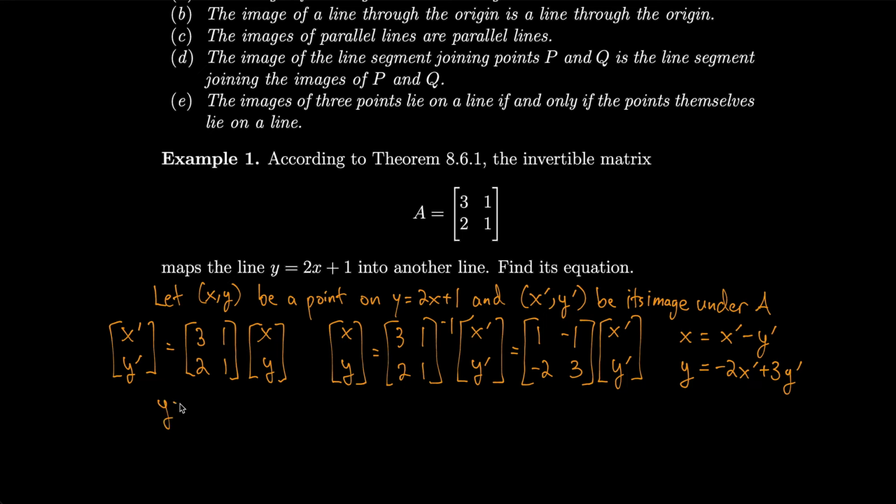So if y equals 2x plus 1, that implies that minus 2x' plus 3y', replacing y, must be equal to 2 times what x is, but x is x' minus y', so it must be 2 times x' minus y' plus 1. So that gives us, by solving for y', that y' must be 4/5 x' plus 1/5.